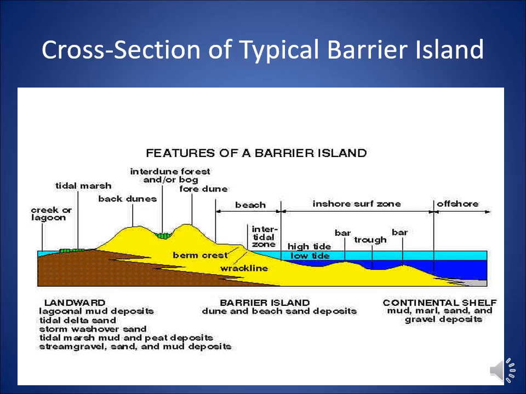And so this is an idealized cross-section of a barrier island. You see the offshore, and then as we move onshore, there's a series of bars separated by low areas called troughs. These bars will migrate with wave action towards the ocean side of the island.